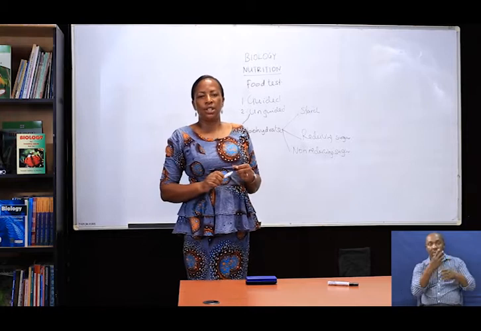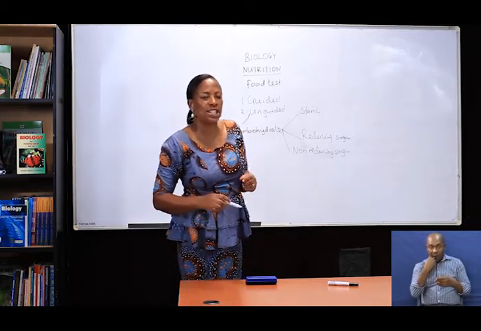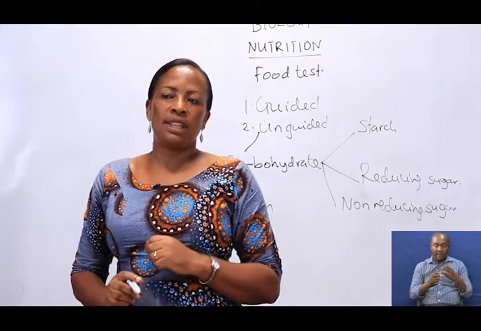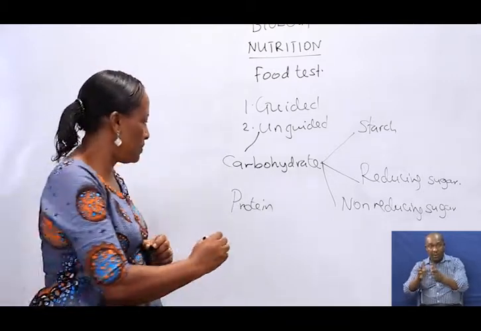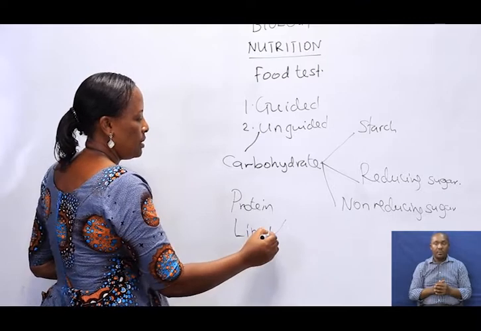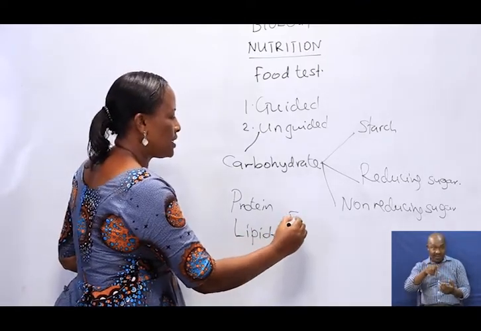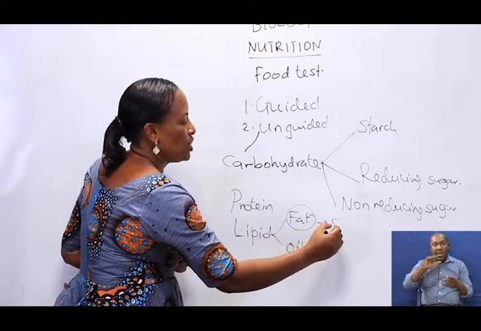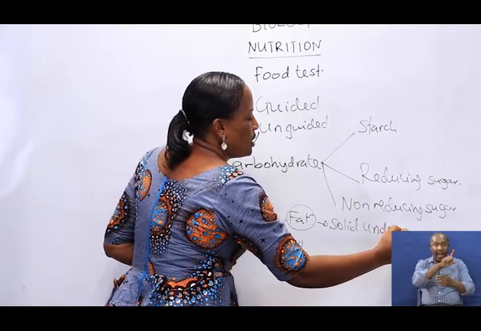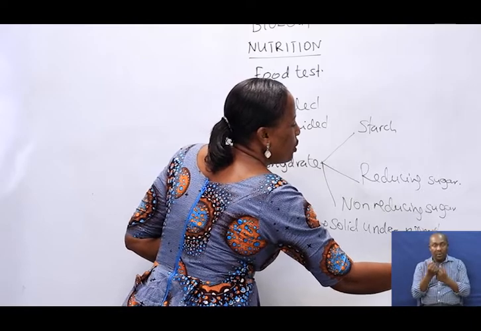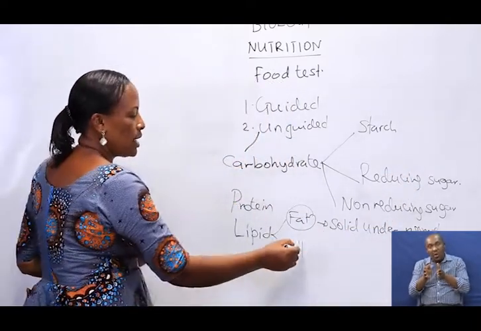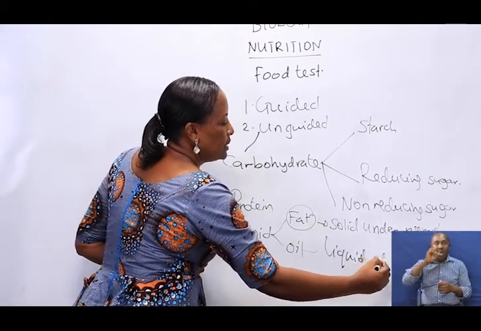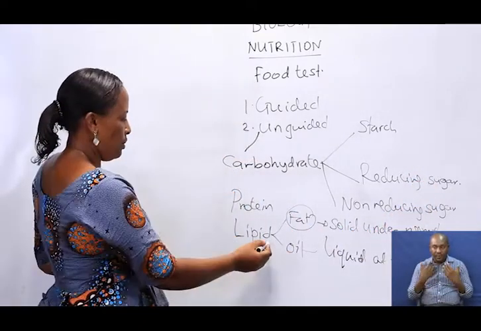Another type of food which is going to be tested in the laboratory by secondary students is protein. And the last group of food that we normally test in the laboratories is lipid. Lipid, I'm sure you know the components of it. It is fat and oil. What is fat? Fat is a lipid which is solid at room temperature or 25 degrees Celsius, while oil is a lipid which is liquid at 25 degrees Celsius. Both form the so-called lipid.